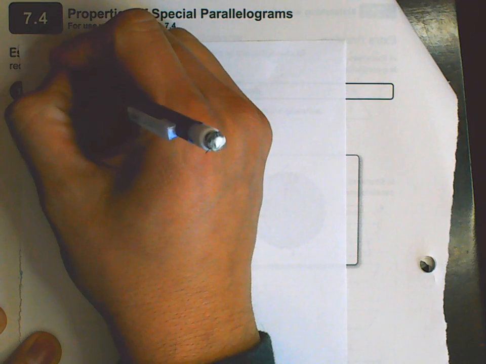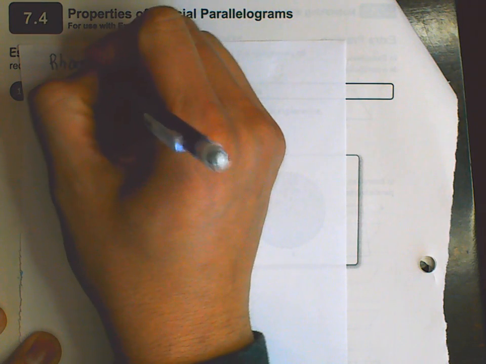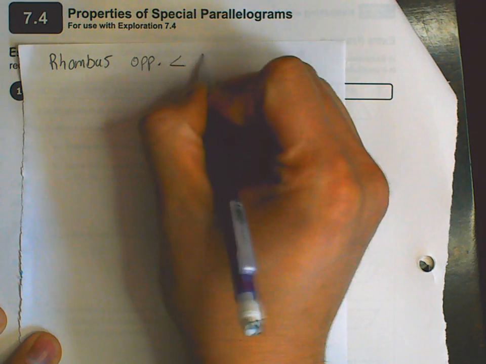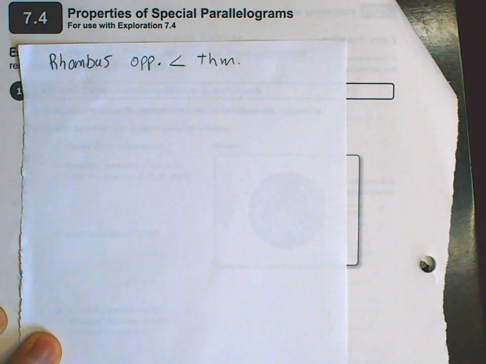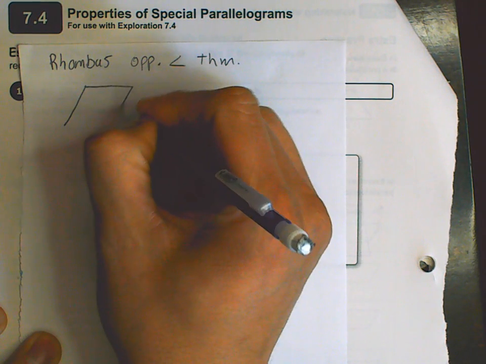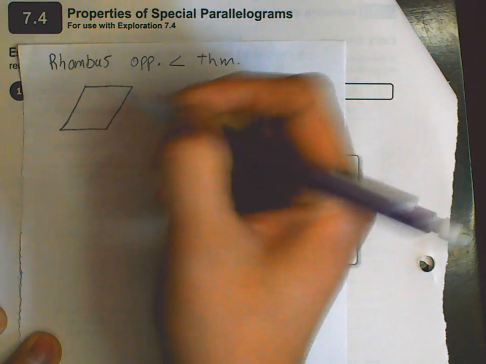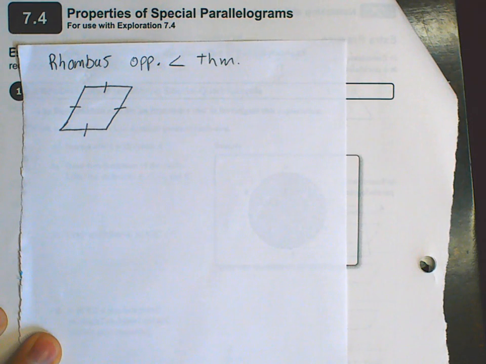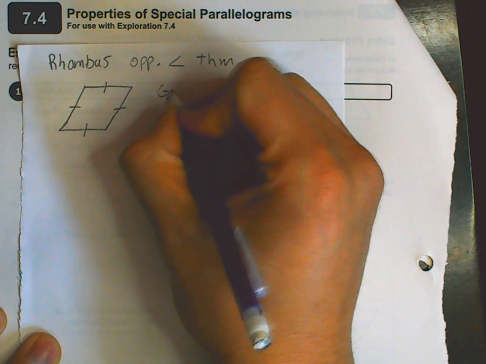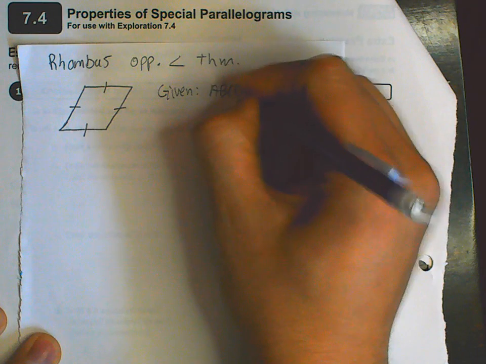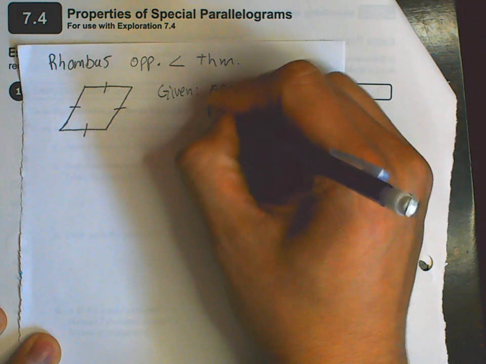So we're going to prove the rhombus opposite angle theorem. Basically it goes like this. If you have a rhombus, remember, a rhombus is a parallelogram that has opposite sides congruent. We know that already. So given that ABCD is a rhombus.